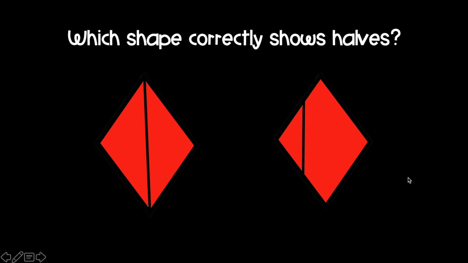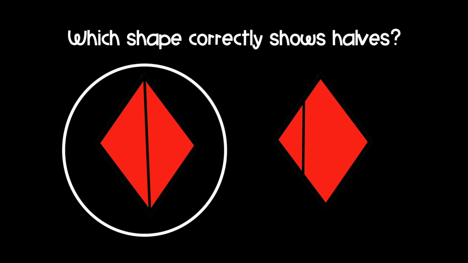Now that we've reviewed equal parts and fourths, now it is time to review halves. Which shape correctly shows halves? If you're thinking the one on the left, great job. You were so smart. You know that halves means something is split into 2 equal pieces. While this is split into 2 pieces, it is not equal.